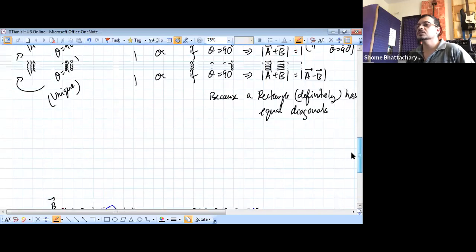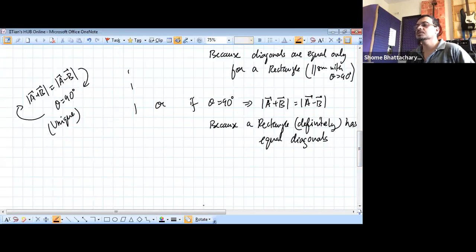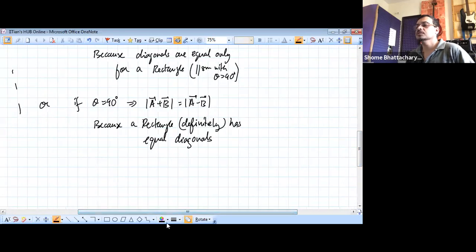Whereas, just going back earlier to this case, mod a plus b is equal to mod a minus b, which is in fact equal to how much? You can add this point over here. It is equal to root of a square plus b square, because cos theta is 0, or theta is 90 degrees. Okay.